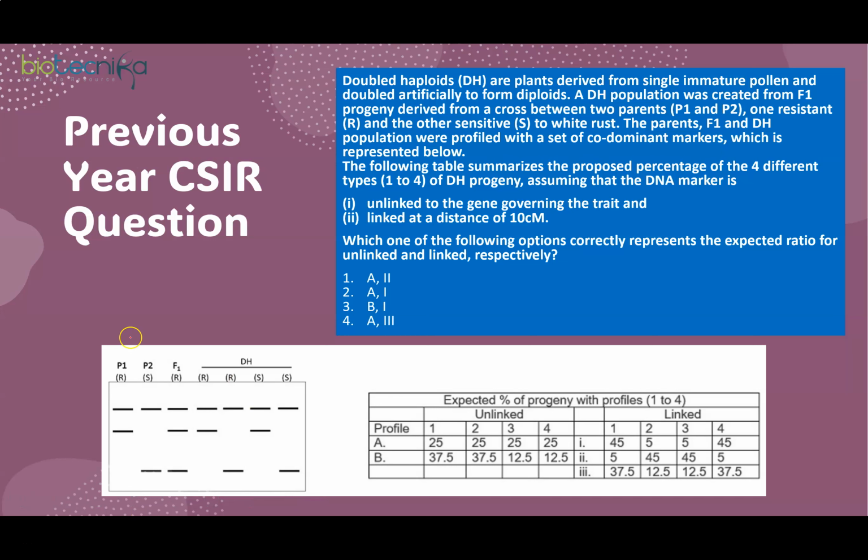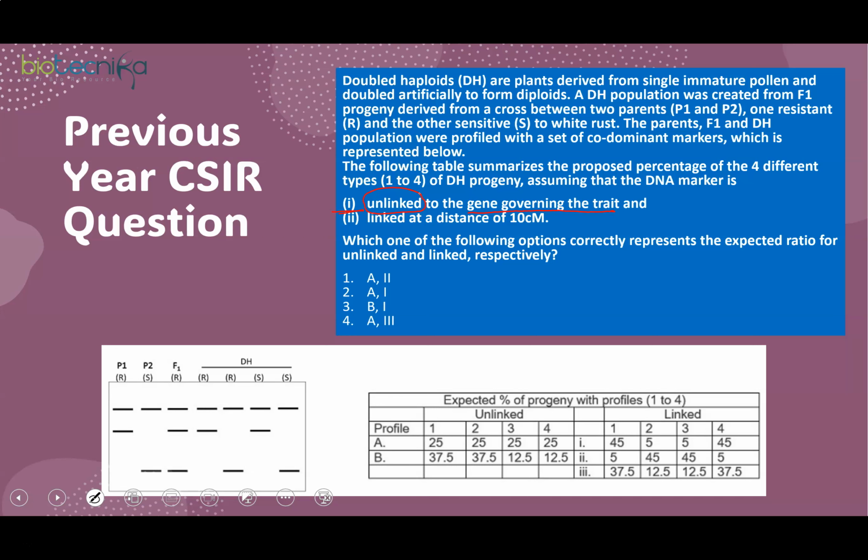Okay, so the first part is quite easy. The first one is asking what the situation will be if the gene governing the trait and the molecular marker are unlinked to each other. Basically, instead of a molecular marker, just think of it as two genes. If two genes are unlinked, it means they are assorting independently. So if they are assorting independently, then in the cross, what do we expect?